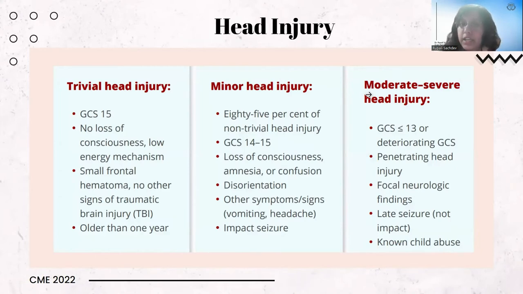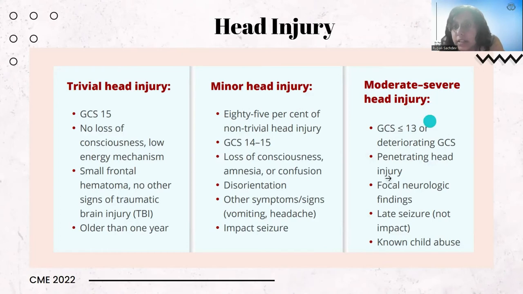Minor head injury, this is around 85% of the head injuries that you see. GCS is between 14 to 15. There is some loss of consciousness, amnesia or confusion, and they're a little disoriented. They can also have other symptoms like vomiting and headache and a seizure on impact.